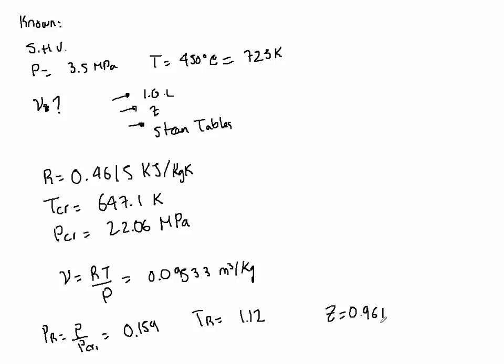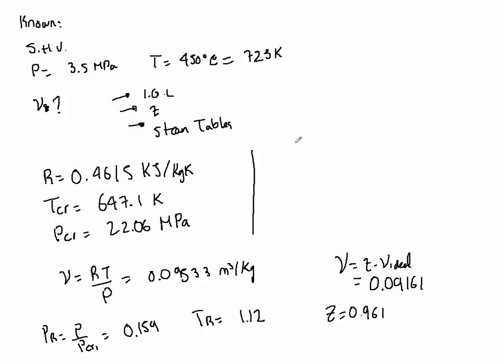If we take the actual value of the specific volume using the compressibility value, we simply take V equals Z times the ideal value. Using these calculations, we find that the specific volume is 0.09161. Okay, so now we have the one for the ideal, the one using the compressibility factor, and now we're going to simply go and get the one for the steam tables.